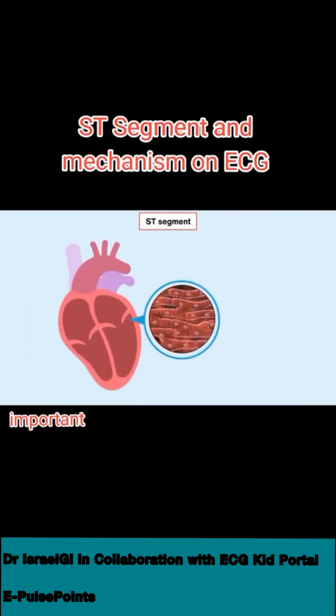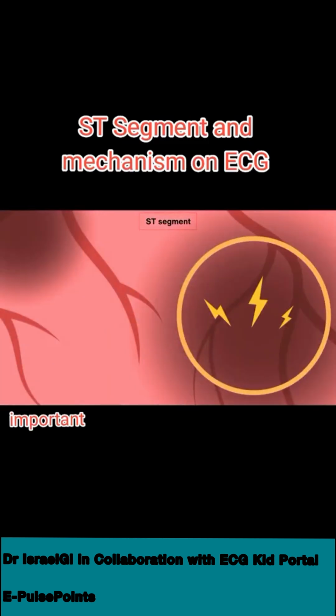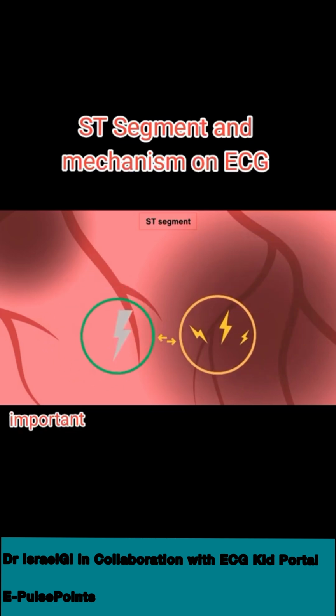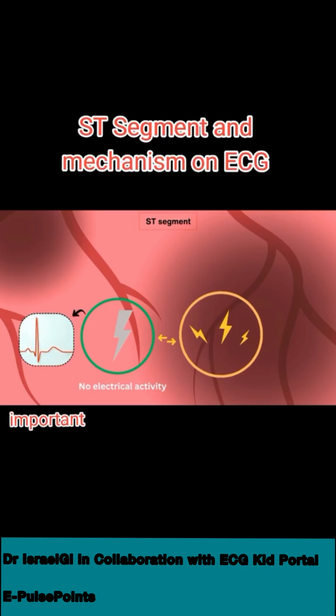Inside your heart, there are layers of muscle tissue. When there's an injury that affects these layers, like during a heart attack, the electrical activity in those injured cells goes haywire. This creates a voltage difference between the messed up cells and the healthy ones nearby. Now, typically, there shouldn't be significant electrical activity during repolarization, which is what keeps the ST segment flat. However, in the injured area, there is significant electrical activity during this phase, leading to elevation of the ST segment.